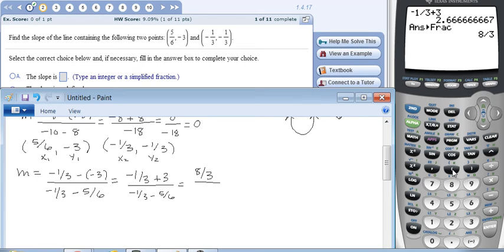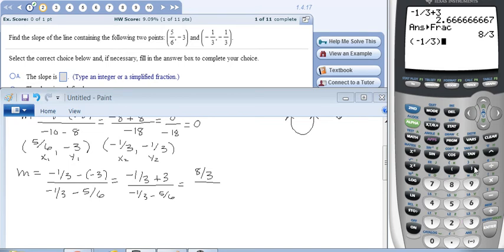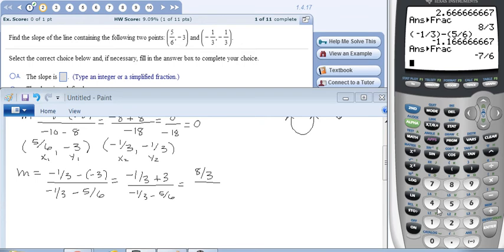Then we have negative 1/3 minus, you can also put stuff in parentheses. I would suggest that you put your fractions in parentheses just because it contains things better. Then there's no mistaking that you're subtracting a fraction. Math, enter, enter. We've got negative 7/6.